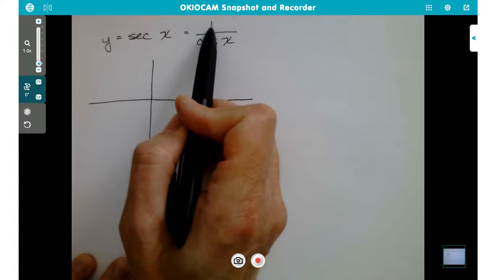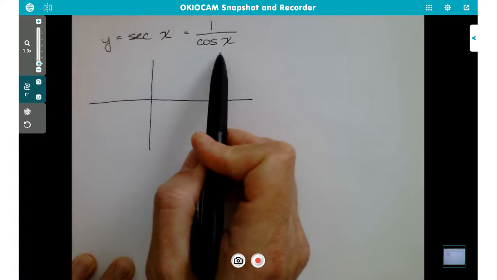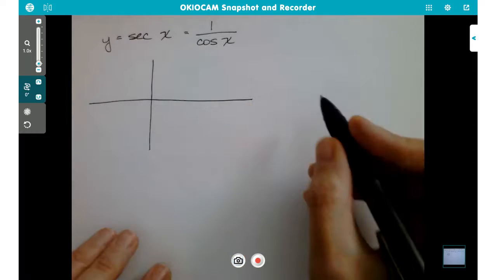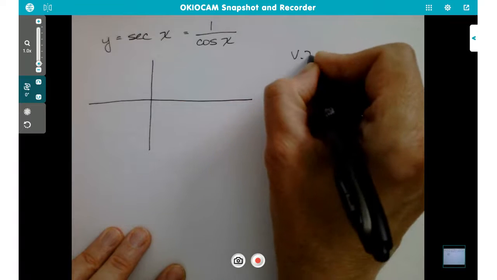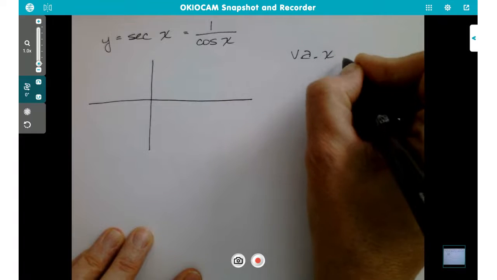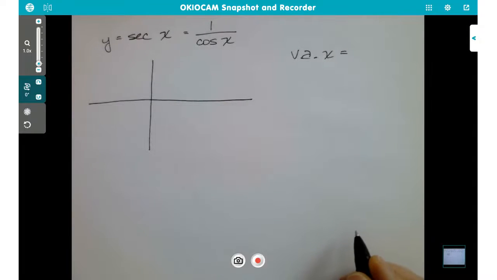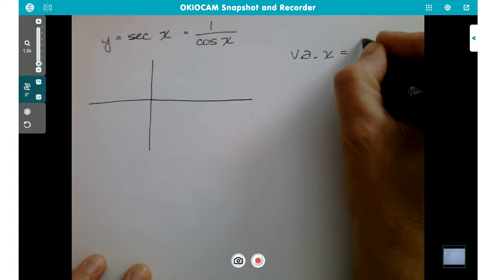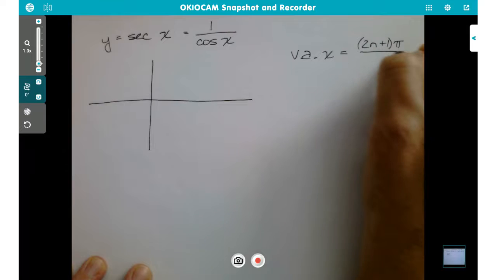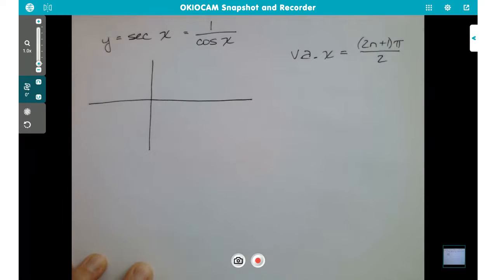And since the numerator is never 0, it's 1, that means the secant function is going to have asymptotes everywhere that the cosine function is 0. That happens at odd number multiples of pi over 2. 1 pi over 2, 3 pi over 2, 5 pi over 2, 127 pi over 2, negative 9 pi over 2. Any odd multiple of pi over 2, we're going to get a vertical asymptote.